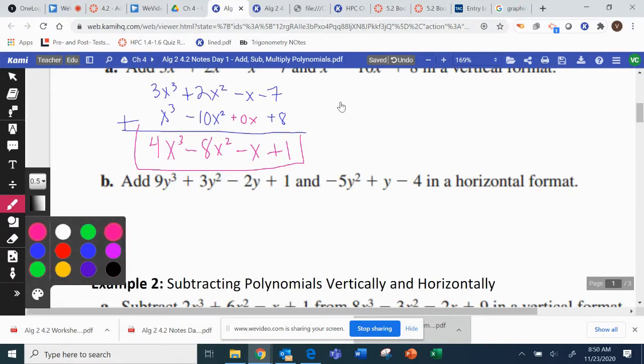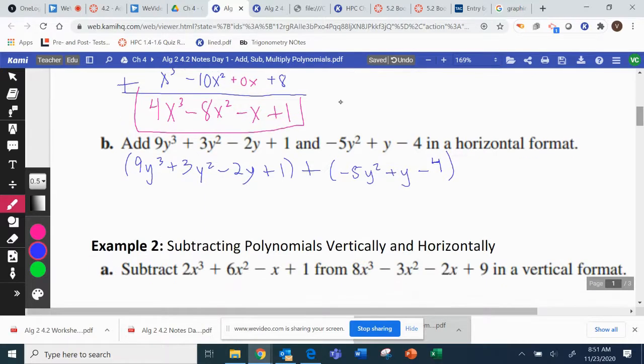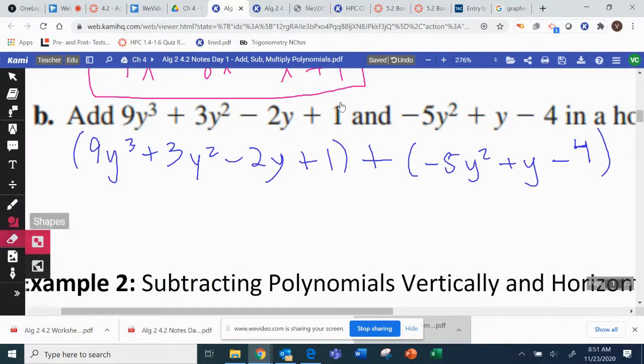There's also the horizontal format. This would be like 9y cubed plus 3y squared minus 2y plus 1 plus negative y squared plus y minus 4. So in the horizontal format, you have to determine what to do to get rid of the parentheses first.